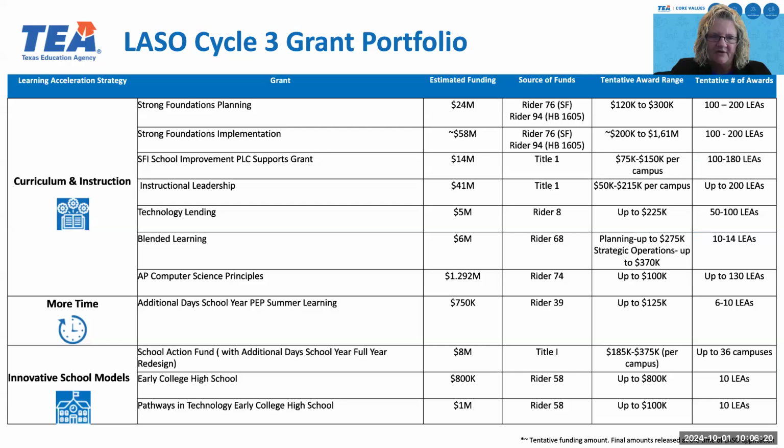Here is our complete portfolio. And as I'm talking, please feel free to look through. I will not read each line item, but you will see that all 11 grants are separated into the 3 instructional strategies. And this gives an overview of our estimated grant portfolio, where it encompasses $160 million from a variety of sources of funds across a lot of LEAs. The tentative number of awardees and the tentative award ranges are also depicted here.